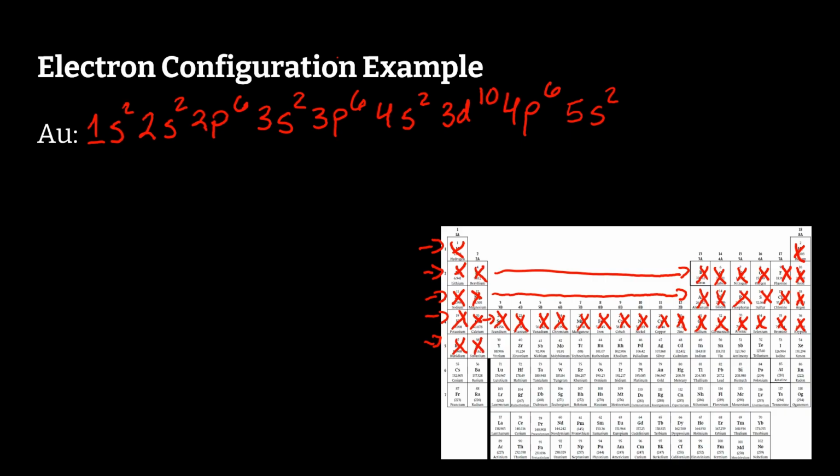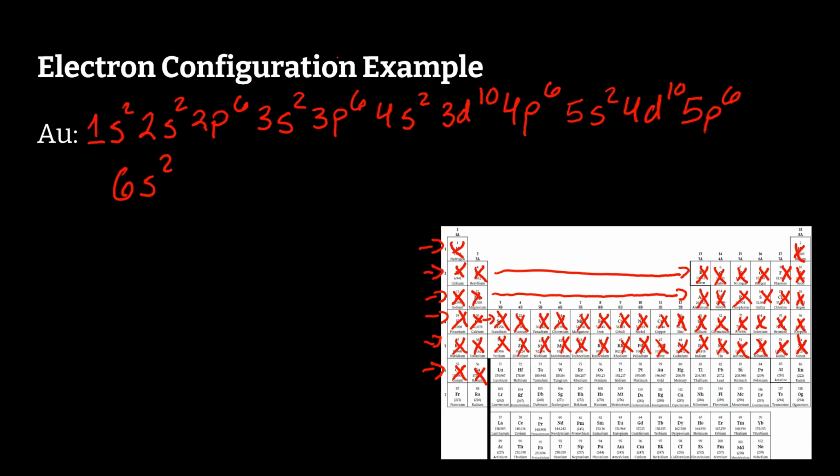Entering into the D block, reduce the row number by 1, so our 4D, and this will be able to hold 10 electrons. Going into the P block, we go back up to the original row number. So this is our 5P6. Moving to energy level 6. So we are 6S2.